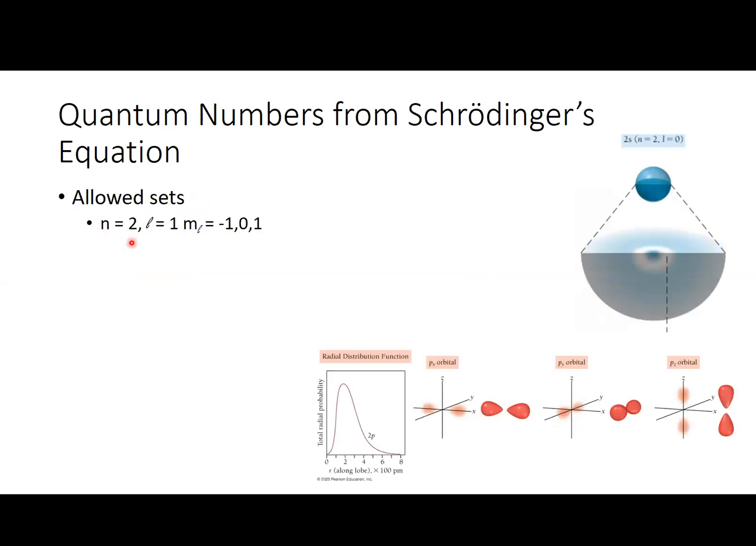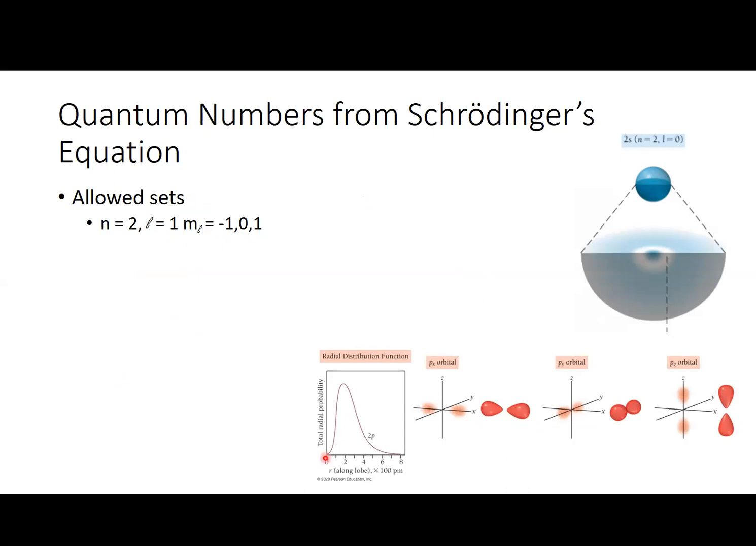So if n is equal to 2, L can be equal to 1. M sub L can be negative L to 0 up to positive L, so negative 1, 0, or 1. And that describes these orbitals right here. These P-shaped orbitals. There are 1, 2, 3 ways to arrange it in space. So along the X, along the Y, along the Z. So there are 3 ways to arrange these orbitals.